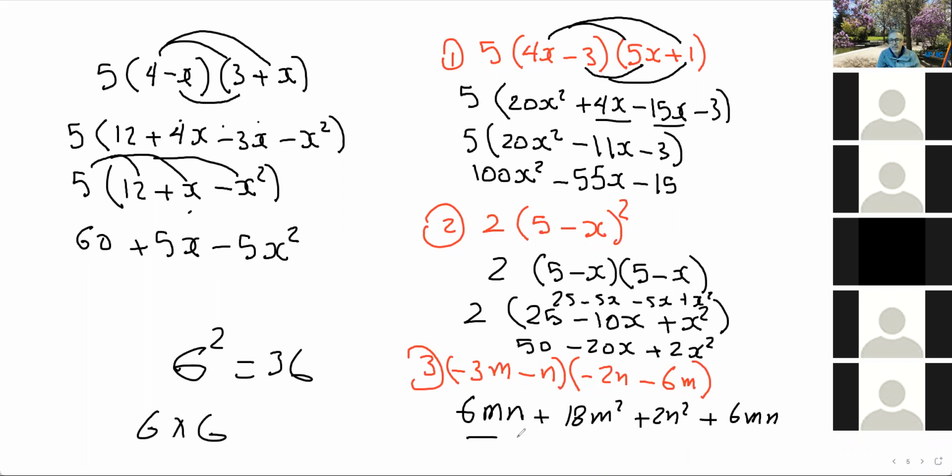So that these two here are like terms. So you know what? I'm going to write them as 18m squared plus 12mn. Just wait a second. Let me finish and then I'll go over it. Plus 2n squared.